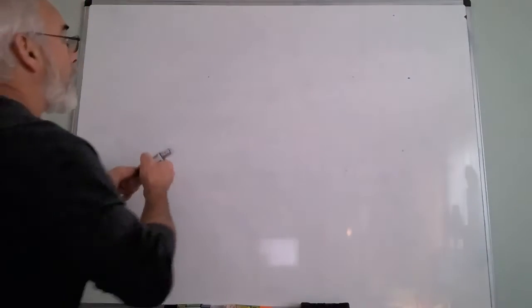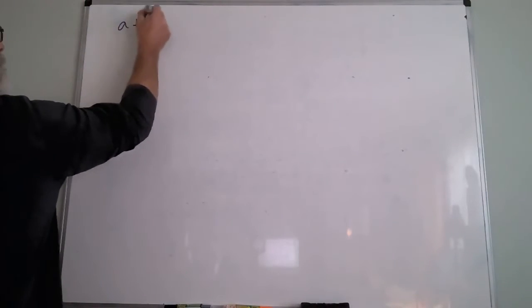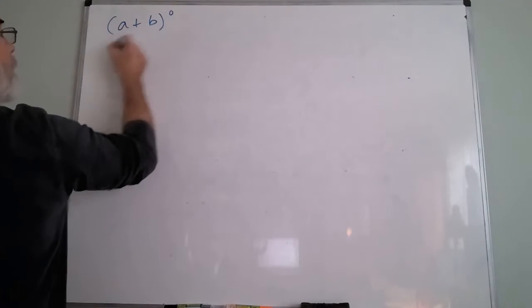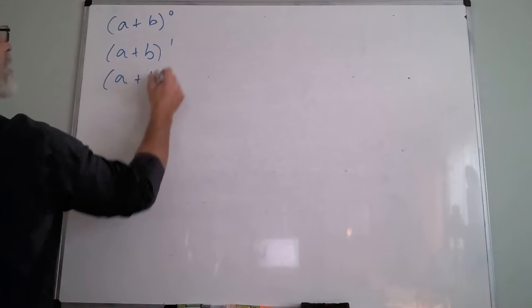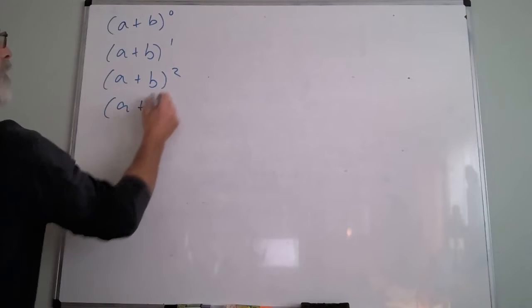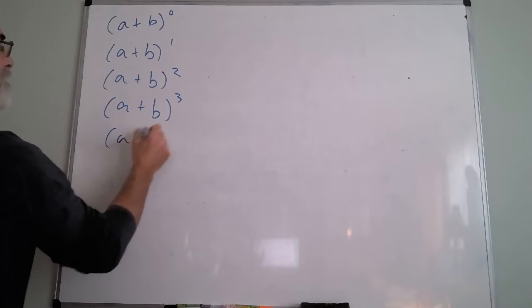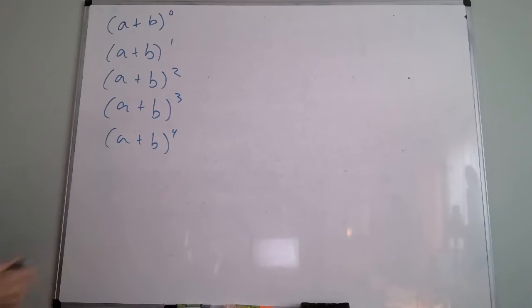We used epsilon delta to justify the limit. Now we don't need to use epsilon delta to prove that we're doing limits correctly. So consider the following. We've got a plus b to the 0. I've got a plus b to the first. I've got a plus b to the second. This is called the binomial expansion. Okay, I'll just do a few of these.